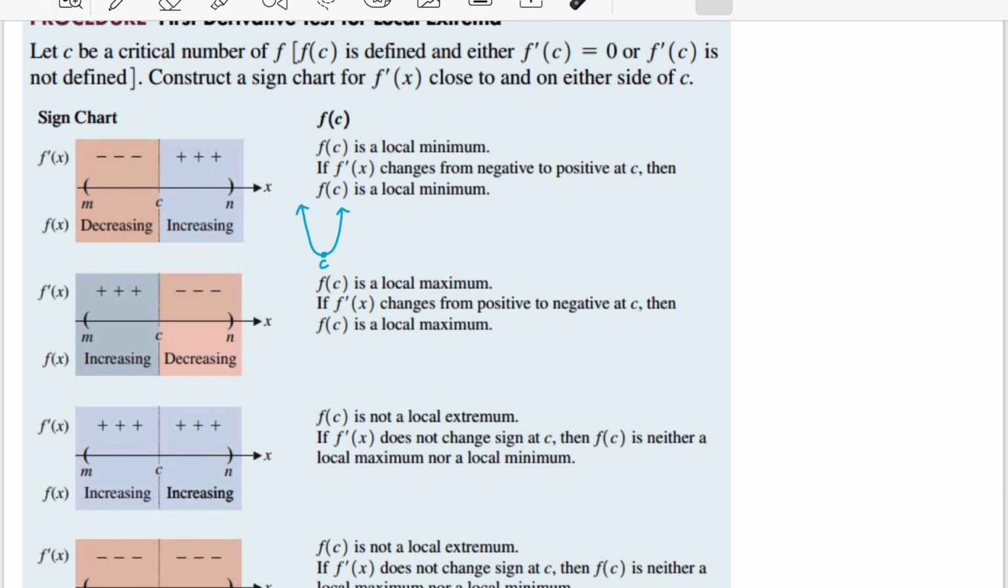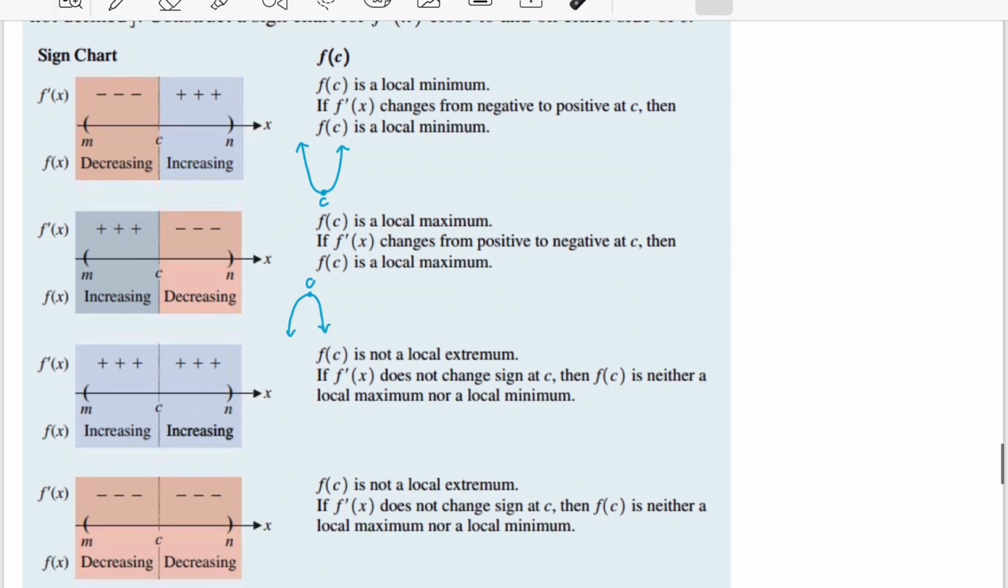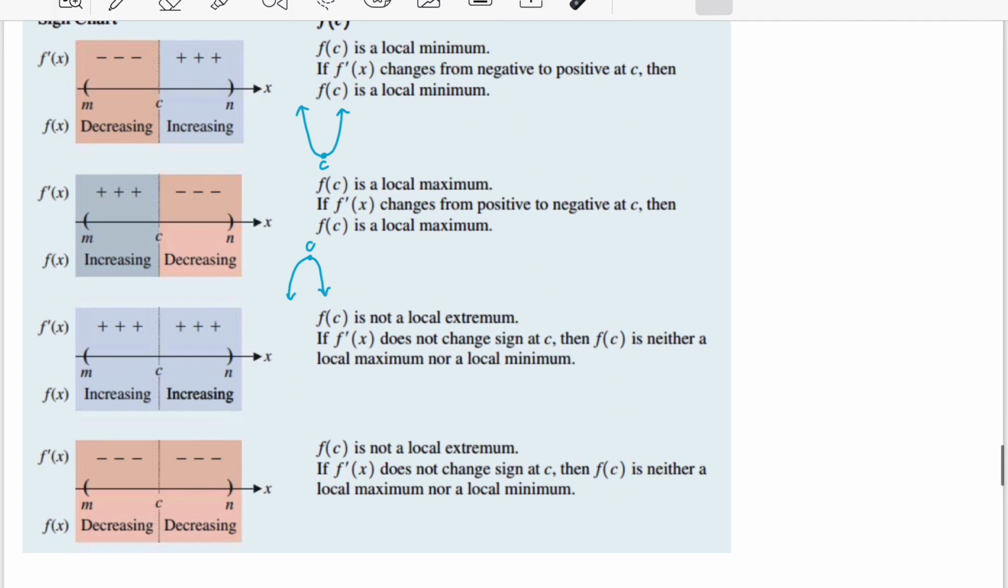Similarly, if our function went from increasing to decreasing at this point c, so it would look like increasing up to point c here, and then decreasing afterwards, we would have a local maximum. Lastly, if we have that our function is increasing and then continues to increase after this point c, we're not going to have a local extremum. So we're not going to have a local maximum or a minimum.